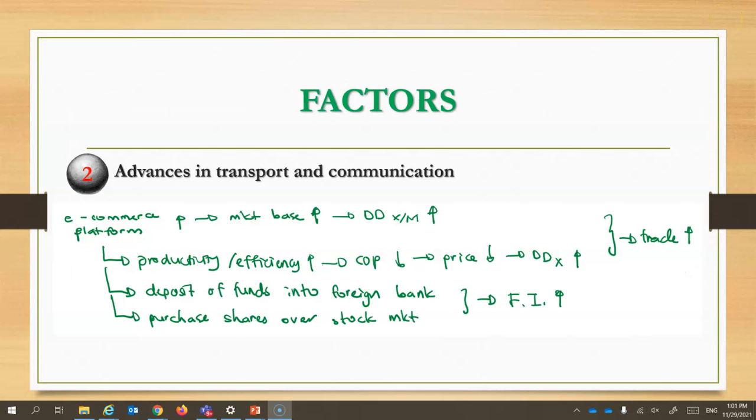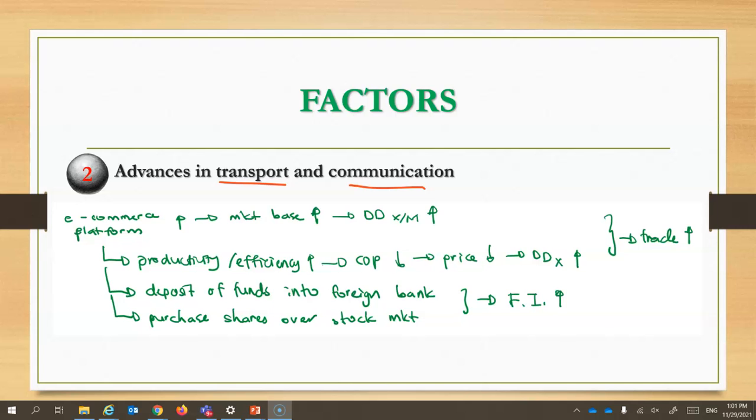Next we will be looking at factor number two, which is advances in transport and communication. When there's advancement in transport and communication, if you recall the indicators, it means there'll be more export and import. If the transportation system has been made better, then you will see more and more trade activities between countries. You will see people moving from one country to another, more communication between countries, and more foreign investment between countries. So advancement in transportation and technology is good in speeding up globalization.